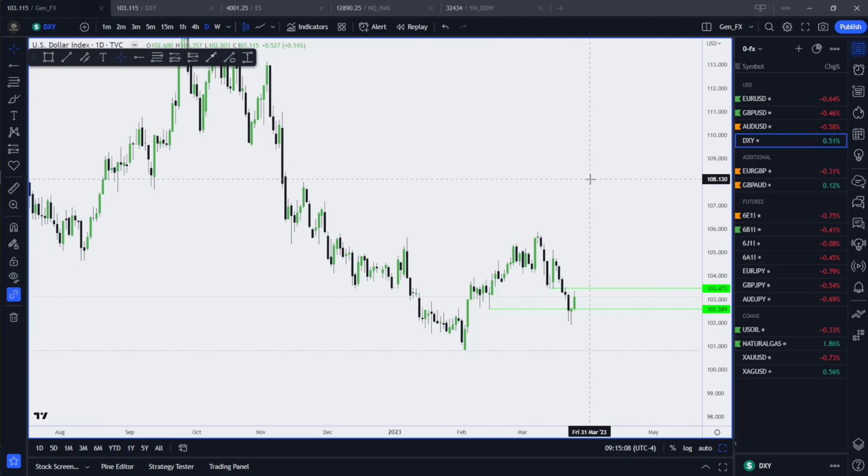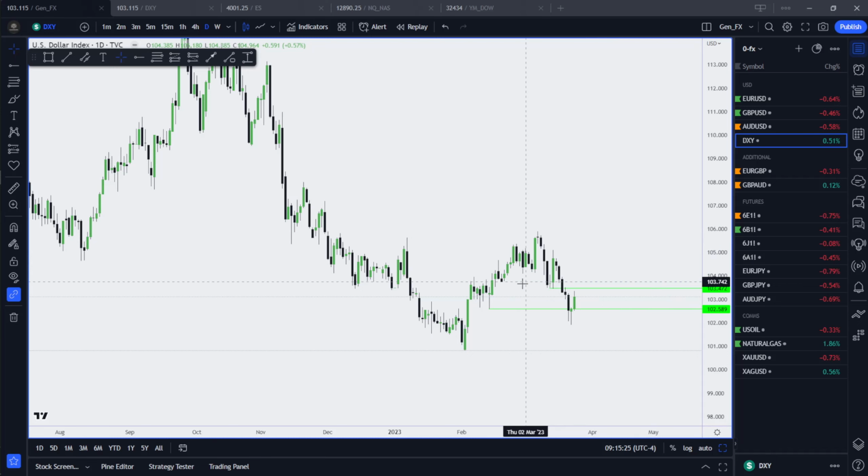Yes, this is 25th of March. So we are looking at the dollar index here. To keep things organized, in the future, I think I will start my analysis on the dollar index, so you know how to follow on.